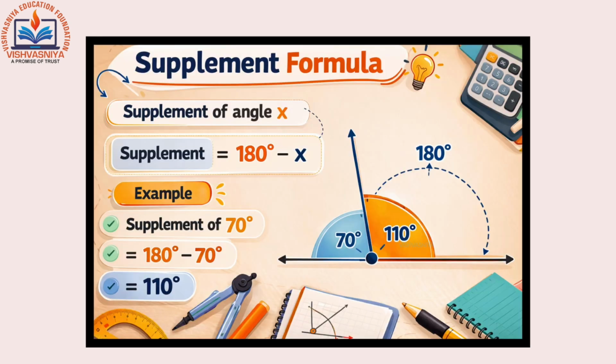We can also calculate the supplement of an angle using a simple formula. Supplement equals 180 minus the angle. If an angle measures 70 degrees, we subtract 70 from 180. 180 minus 70 equals 110 degrees. So 110 degrees is the supplement of 70 degrees.